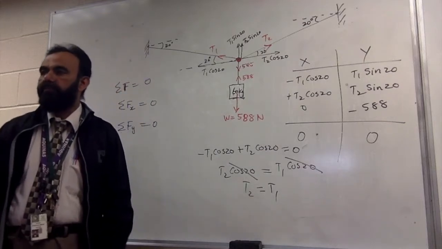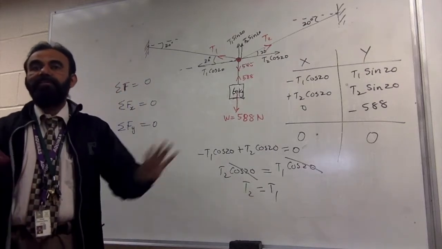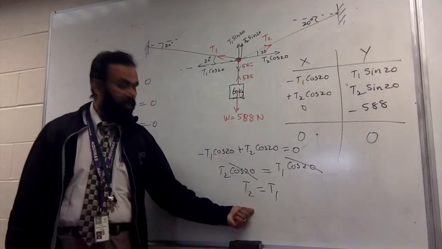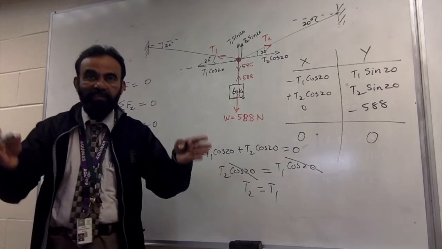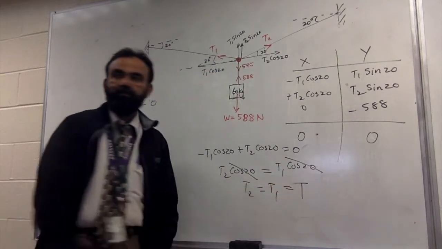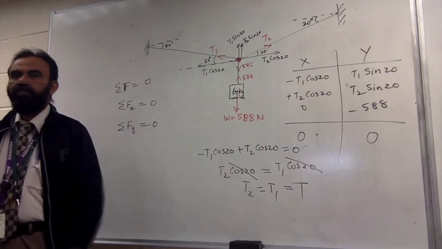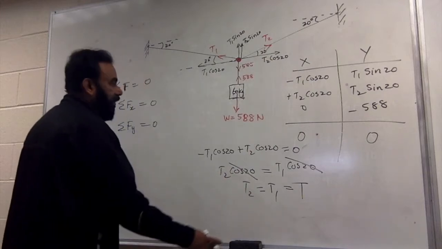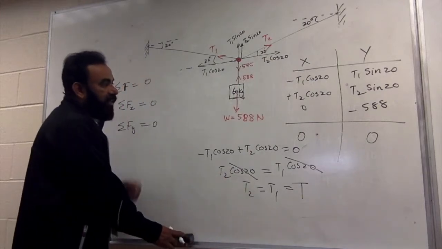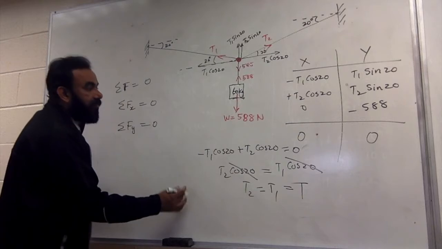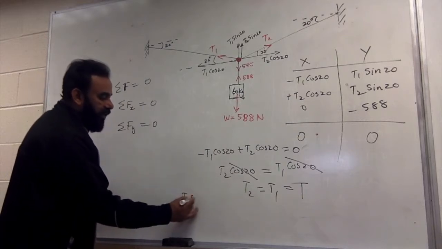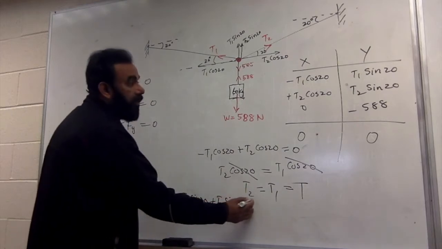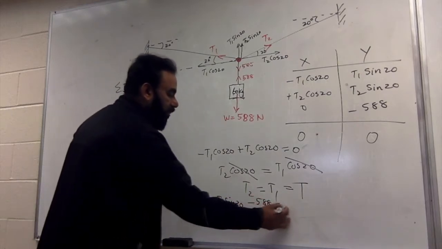So we prove it. We don't want to take it for granted. You just want to prove that. You have proved it. So T2 and T1 are exactly the same, and so I can call it T. Just one tension. Now go back there. Set up the conditions again. Write down the conditions for that side, which is T1 sine 20 plus T2 sine 20 minus 588 equal to 0.